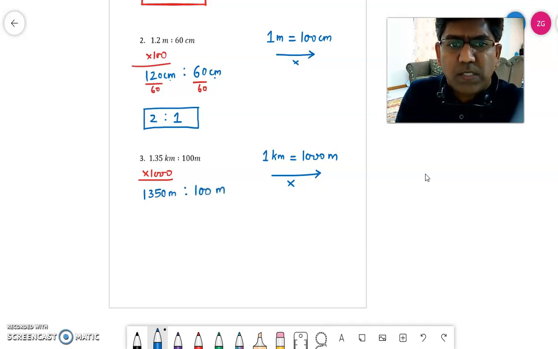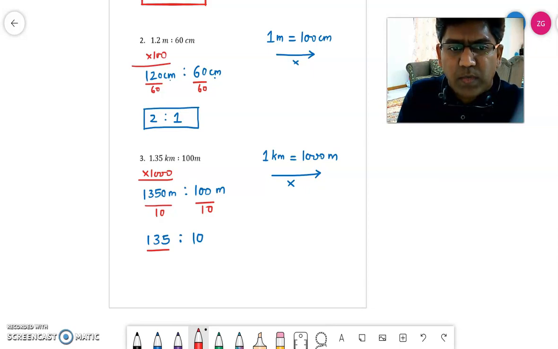Now since the units are the same, I can simplify it. I can divide both by 10. So I get here 135 is to 100 divided by 10 is 10. Now 135 and 10, I can further divide by 5. So divide by 5 both. 135 divided by 5 will give me 27 and 10 divided by 5 will give me 2. So the simplest form of the ratio is 27 is to 2.